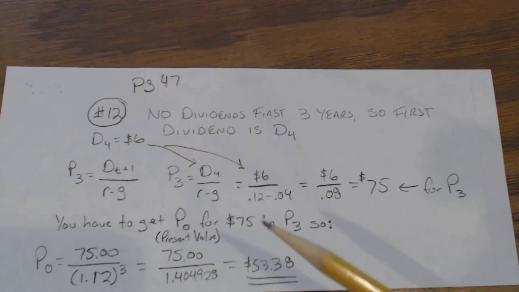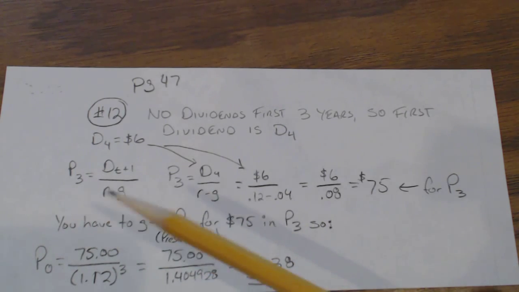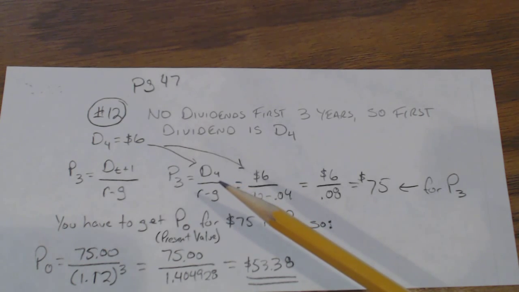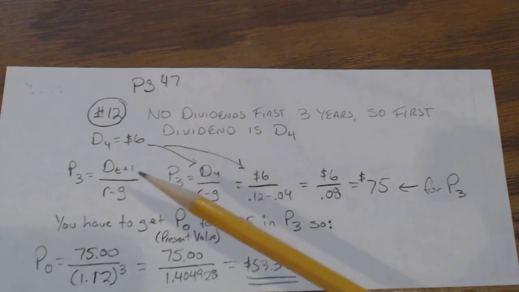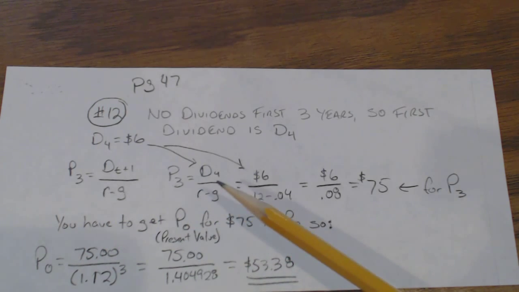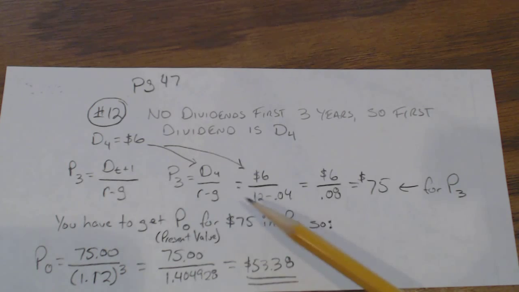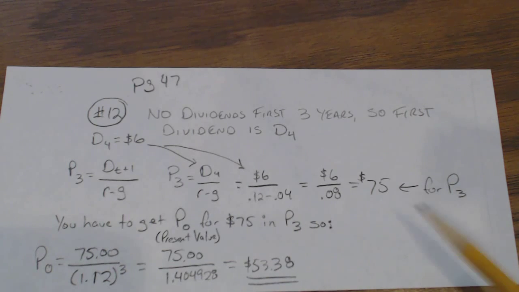This is just another one of those two-step formulas, and you have to make sure that when there's no dividend at first, you discount it to the right period. Since D4 is your first dividend, you're still using the formula P_t equals D(t+1) over r minus g, so that would be P3. Then you figure out what it is, and you know that's the price in year 3. Then you take that and discount it back 3 years to P0. And that's your answer.